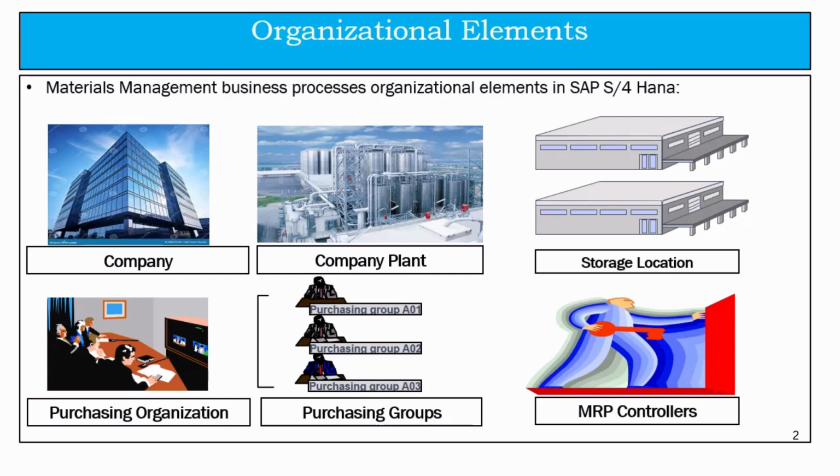Then you have a plant or plants. Then you have storage locations. Then you have purchasing organizations, and then you have purchasing groups and MRP controllers. These are the organizational elements of any organizational structure or enterprise structure. We will have a little brief on each element as we move on.